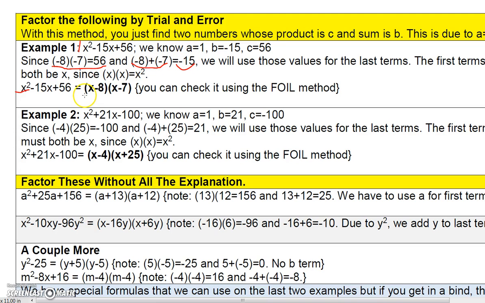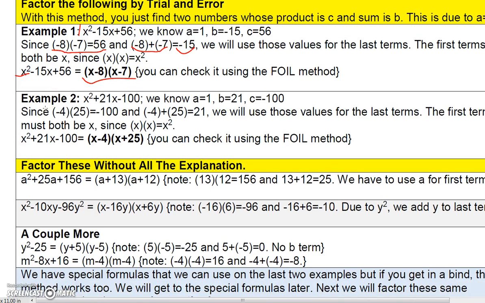So this must factor into x minus 8 and x minus 7. And again, always check these by the FOIL method. Again, if you just multiply x times x, you get x squared. X times minus 7 is minus 7x. Minus 8 times x is minus 8x. And then minus 7x minus 8x is minus 15x. And then minus 8 times minus 7 is 56.